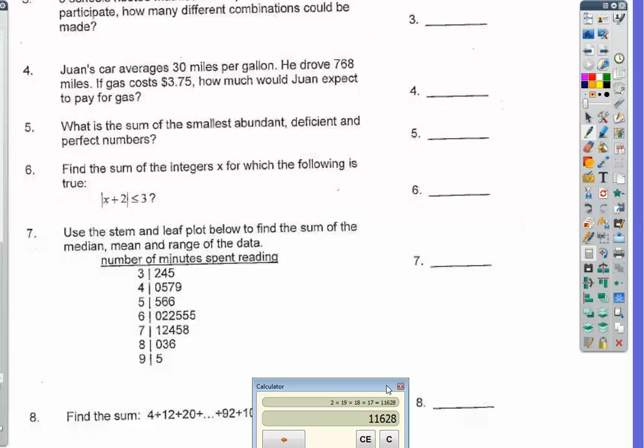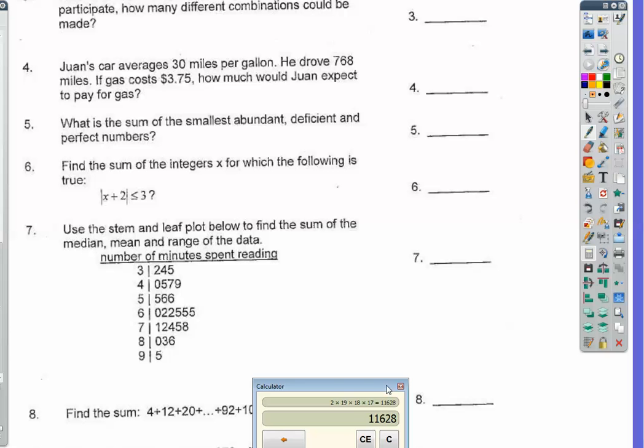Juan's car averages 30 miles per gallon. He drives 768 miles. Gas costs $3.75 a gallon. How much would one expect to pay for gas?